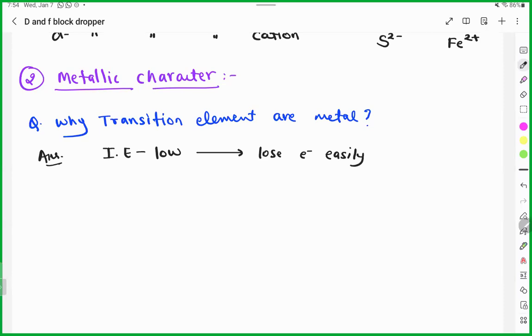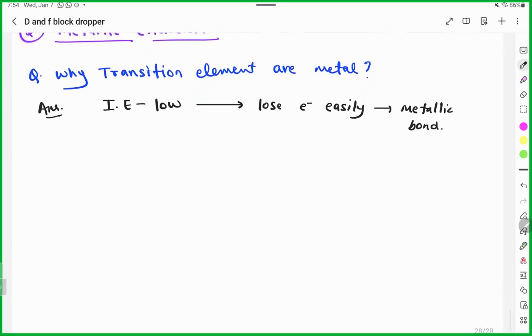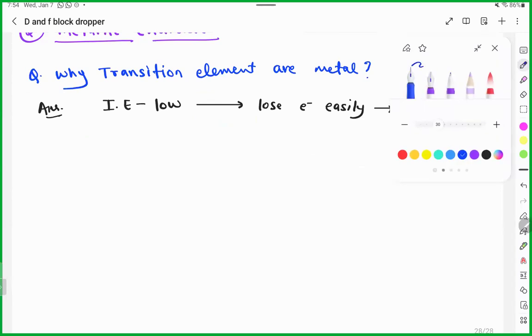And when they can lose electrons easily, then a metallic bond will form, because a metallic bond is formed by losing electrons. So that's why they are metals. So what is the property of a metal? Low ionization enthalpy, loss of electrons, and formation of the metallic bond. Okay. Next, Tanya.